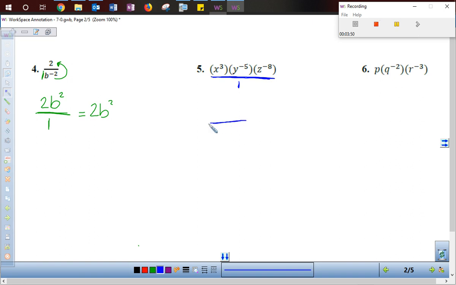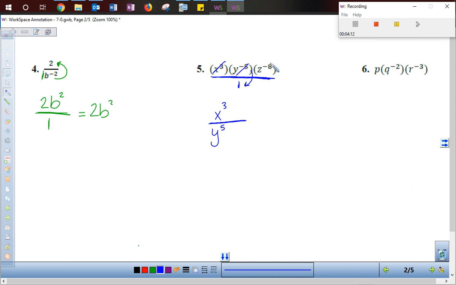So if I start my fraction bar down here, x to the positive third can stay put in the numerator. Nothing's wrong with x to the positive third. Then, if I look at y to the negative fifth, that's a negative exponent, and I don't want that. So that guy needs to move down to the denominator, and it's going to become y to the positive fifth.